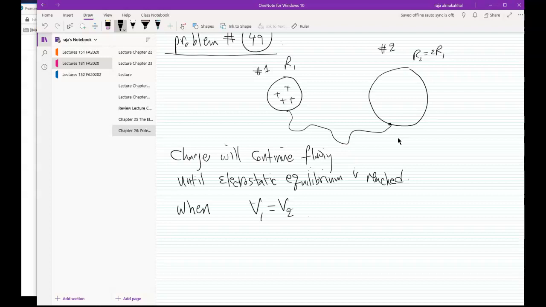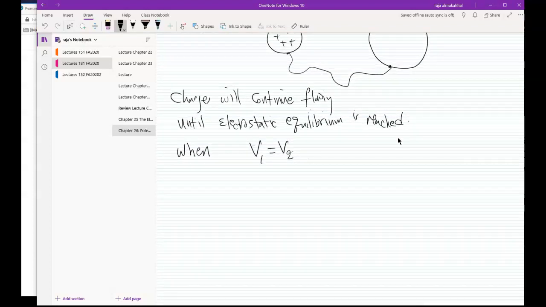There we go. When V1 is equal to V2. That's the condition of equilibrium. So once you know that, that's it. It becomes a trivial problem. So when this equilibrium is reached, as we know, V equals KQ over R. So that means it's going to be K Q1 final over R1 equals K Q2 final over R2. Remember, Q1 final and Q2 final are not the same.